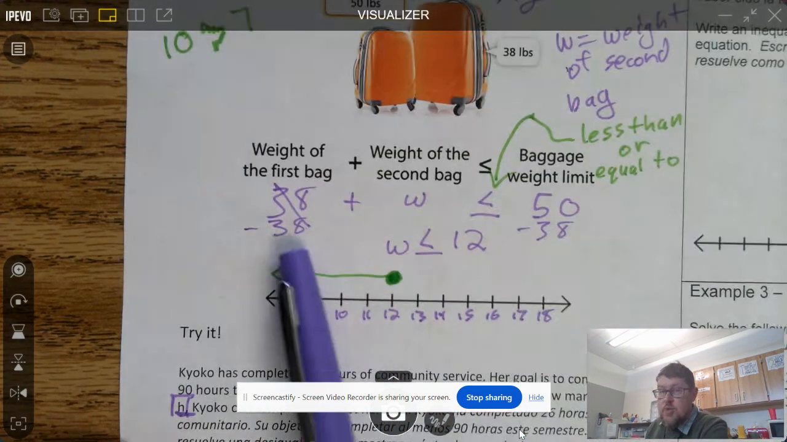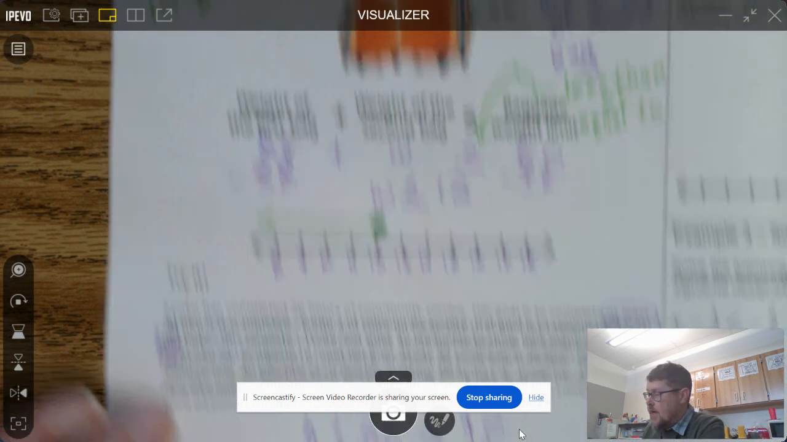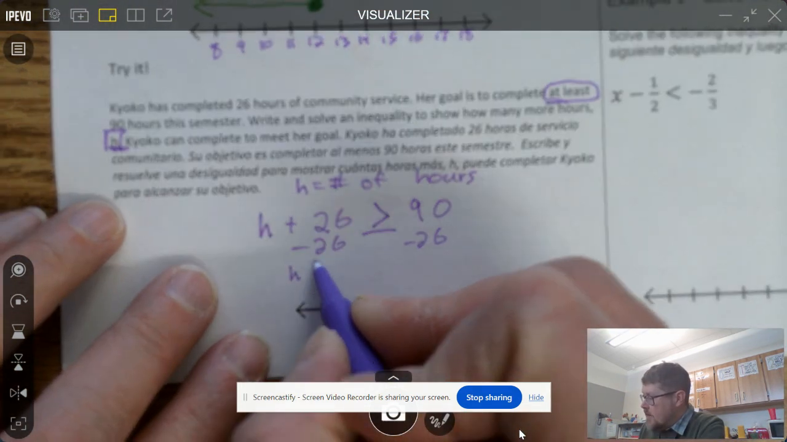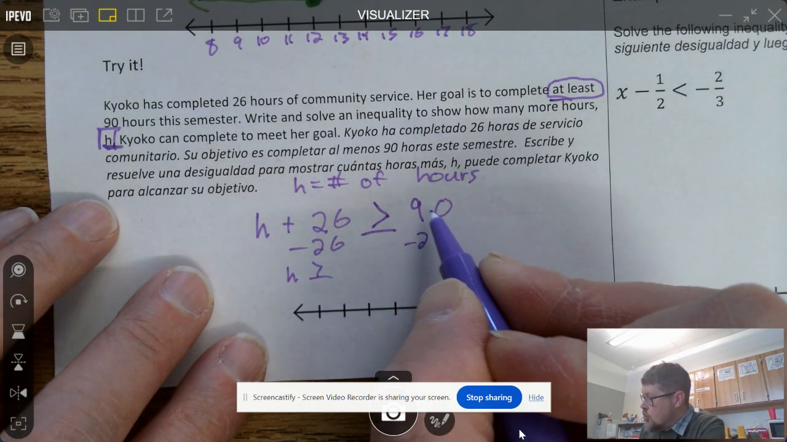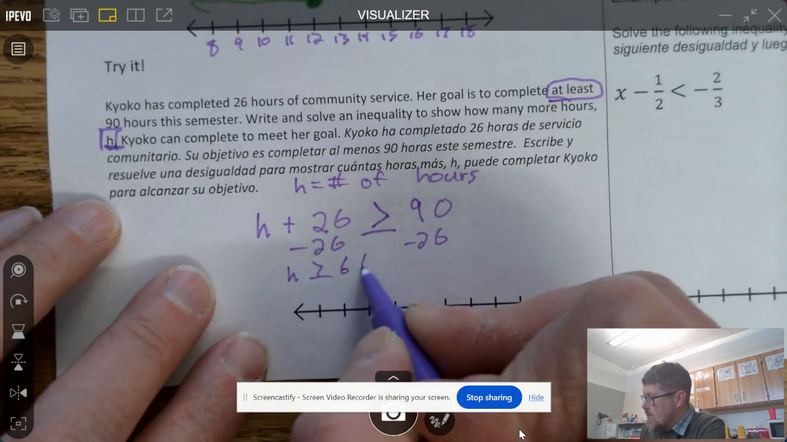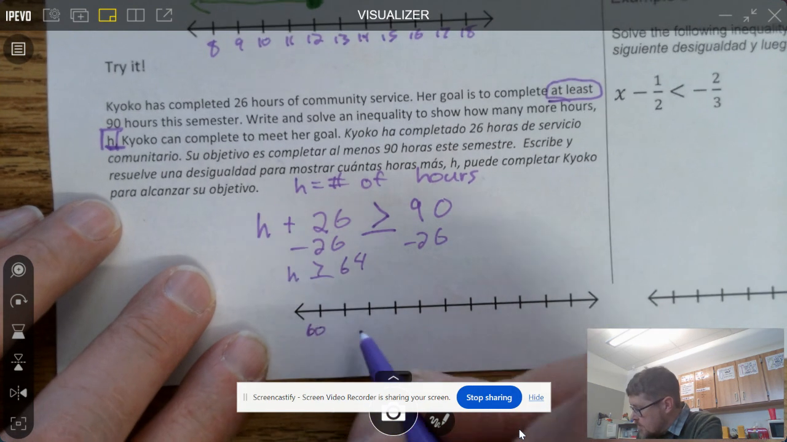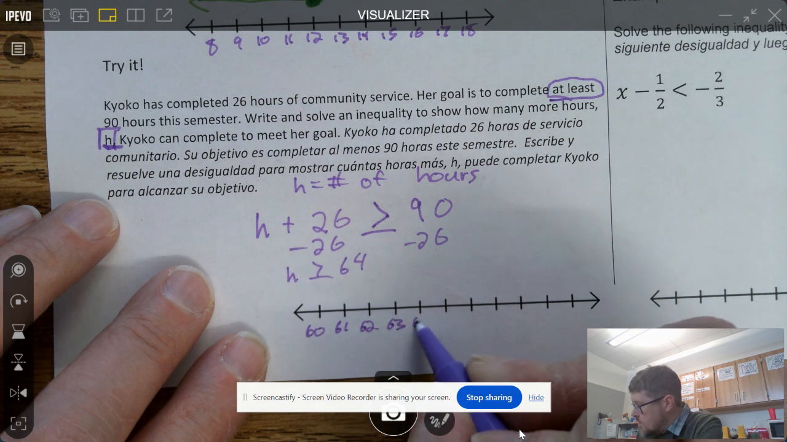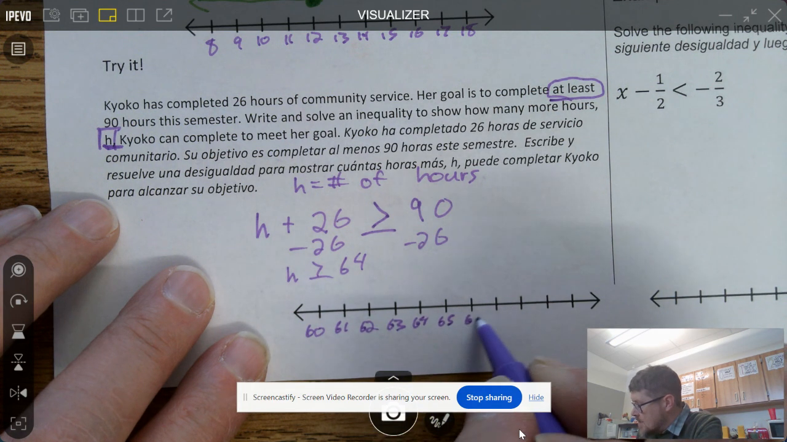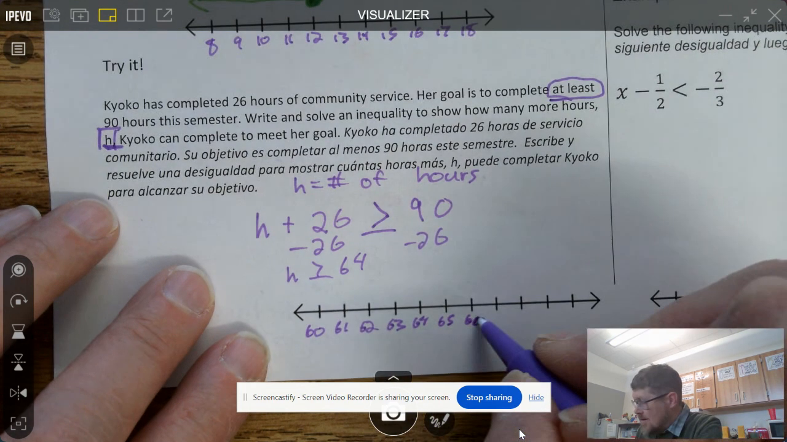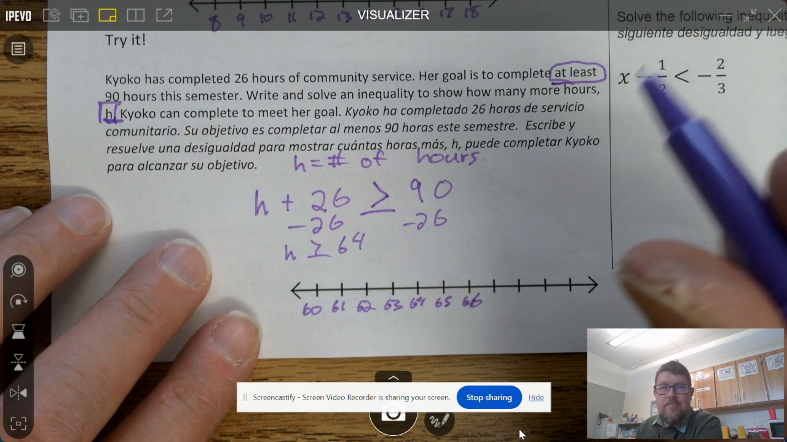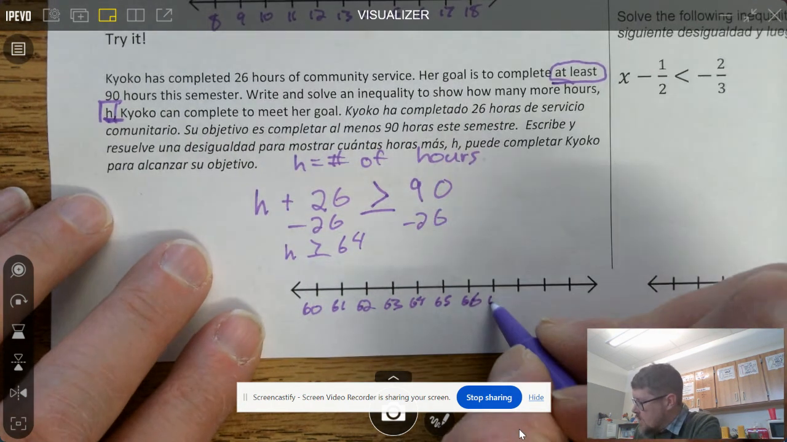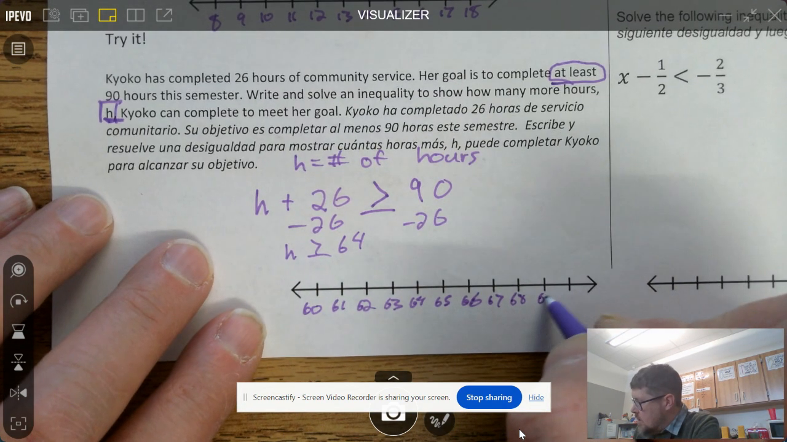Again, super similar to what we just did, right? Okay. And we get H is greater than or equal to 64. Okay. And then I'm going to pop just some numbers on here: 60, 61, 62, 63, 64, 65, 66, etc. Right? You could fill that out. I don't feel like I need to. But I guess let's just keep going, all the way up to 70.